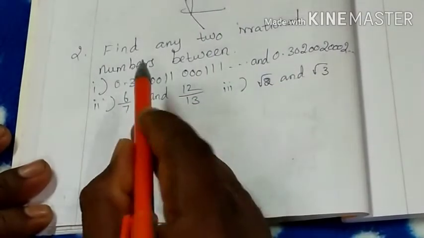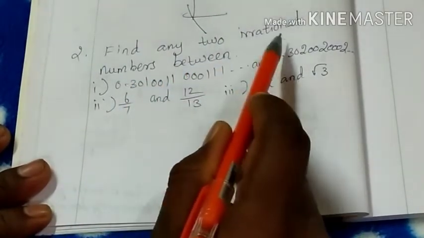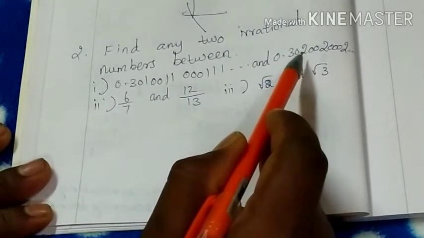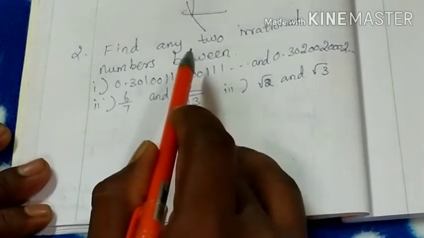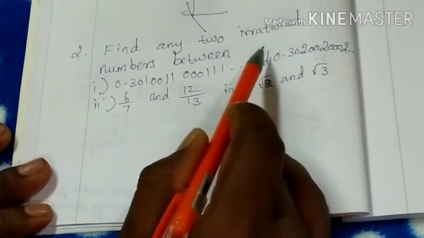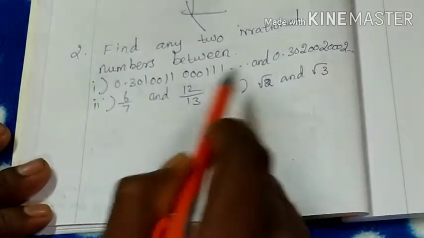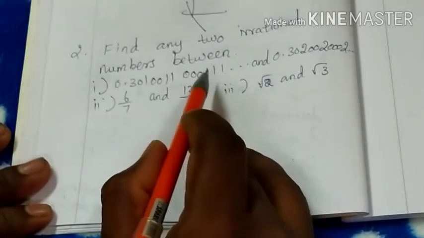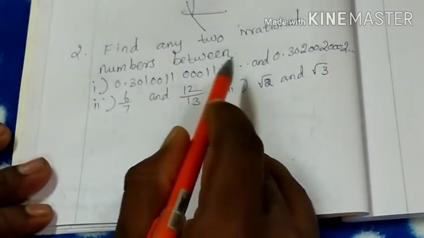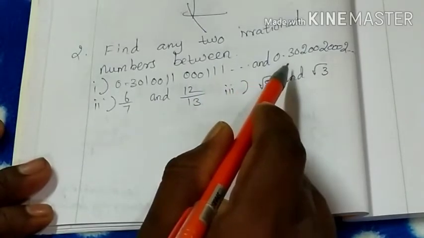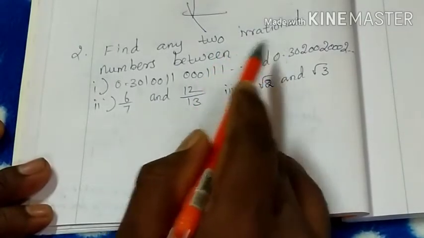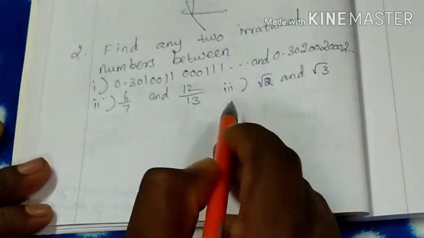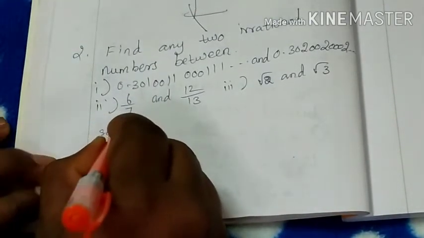Dear students, next, the second question. Find any two irrational numbers between the given two rational numbers. This is your question. In the last class we discussed finding any two rational numbers between two rational numbers. But here the question is irrational numbers between two numbers. So this is your question. The solution.